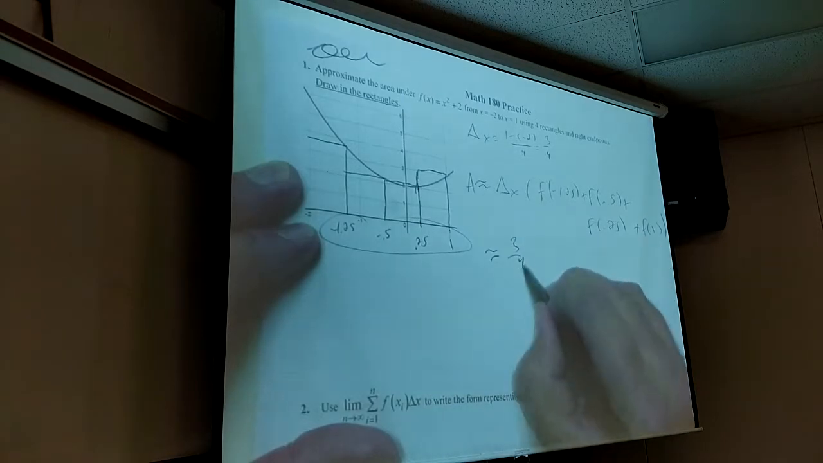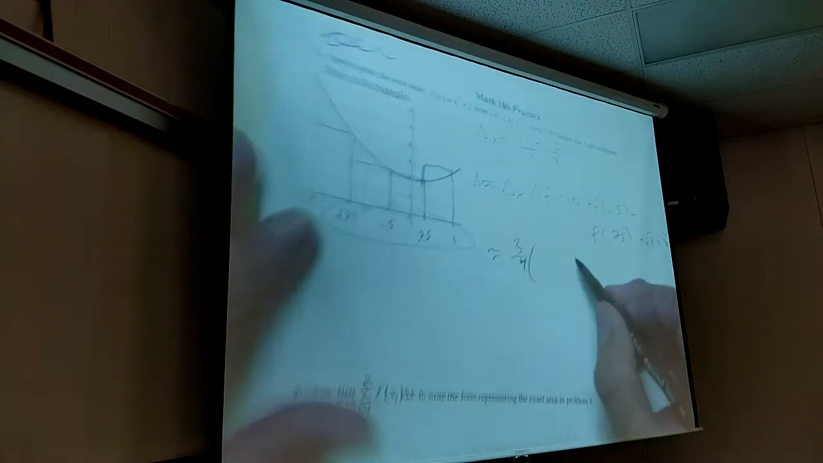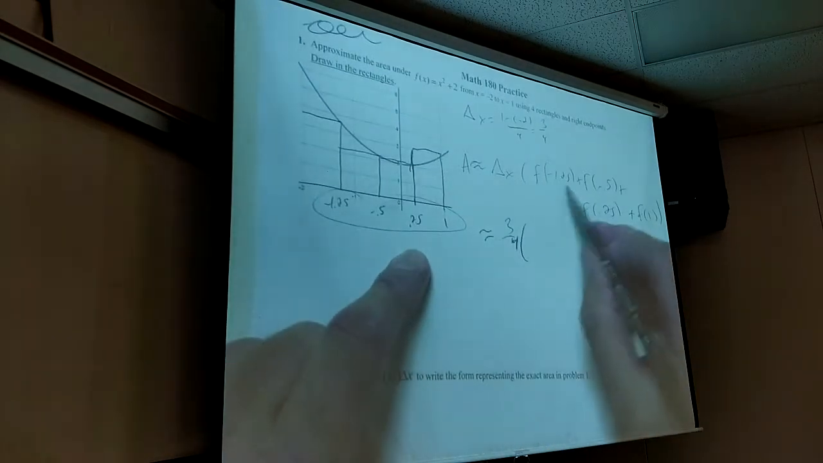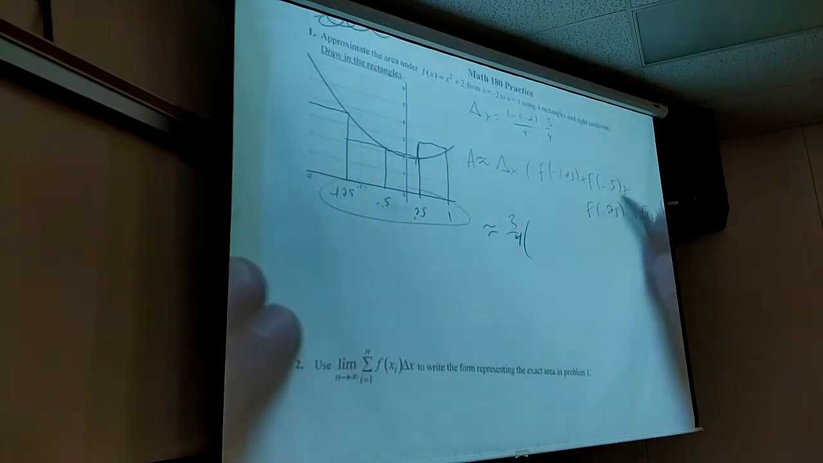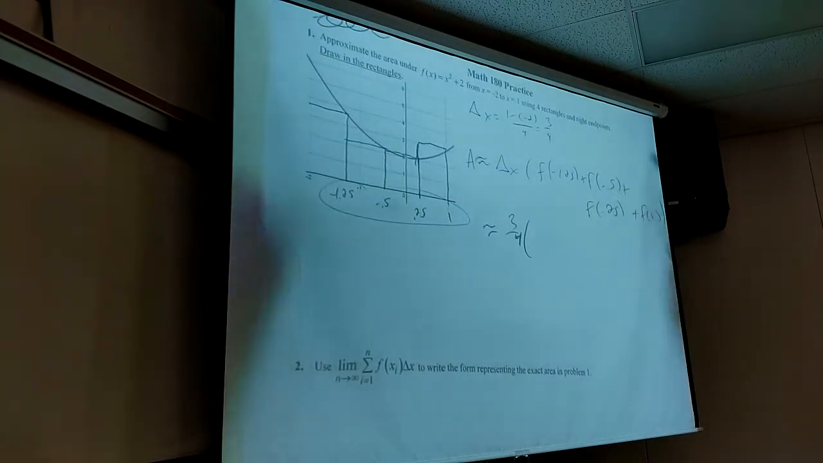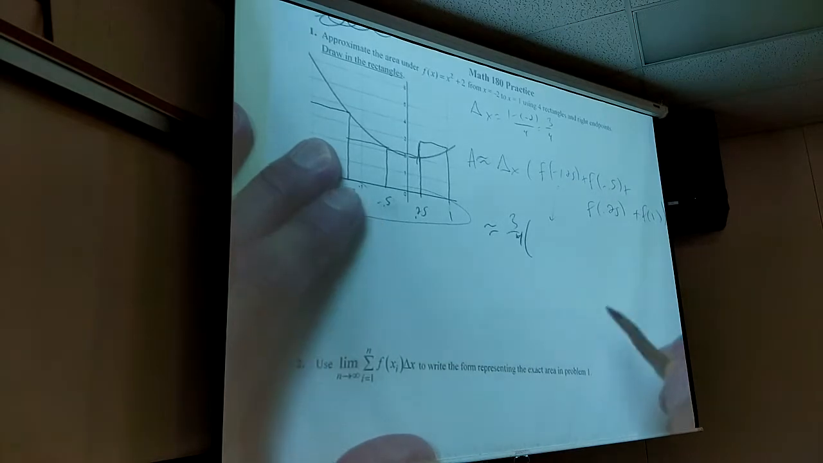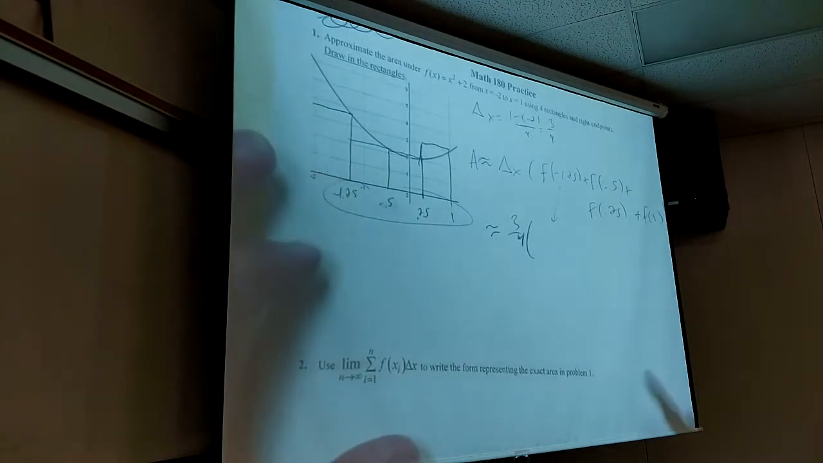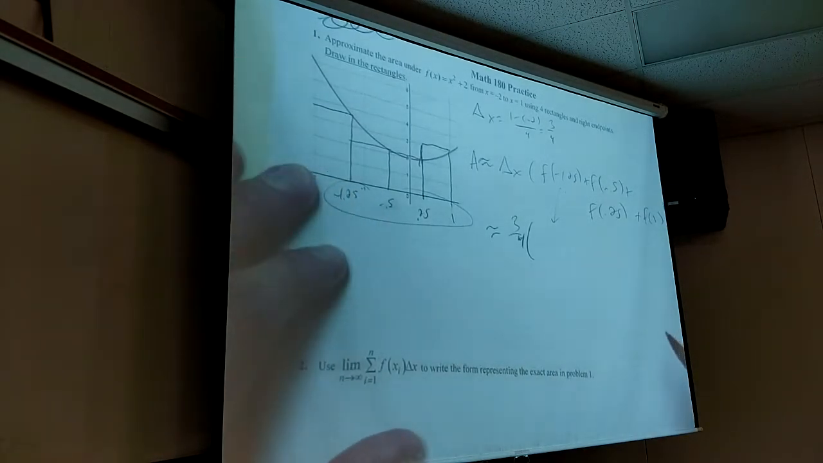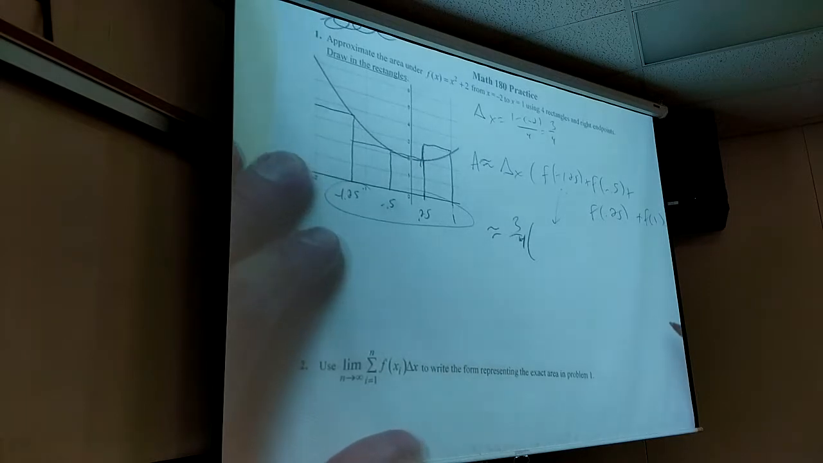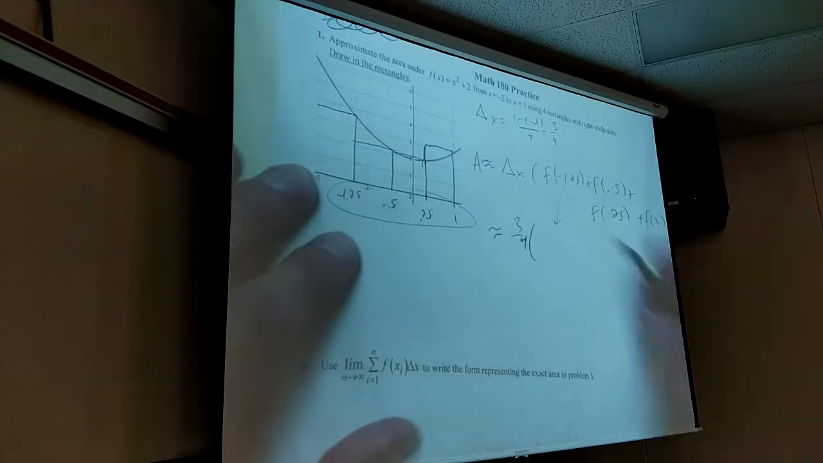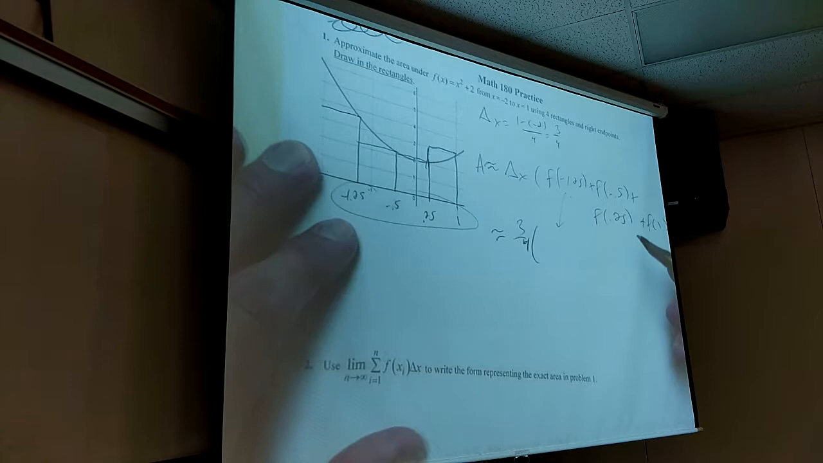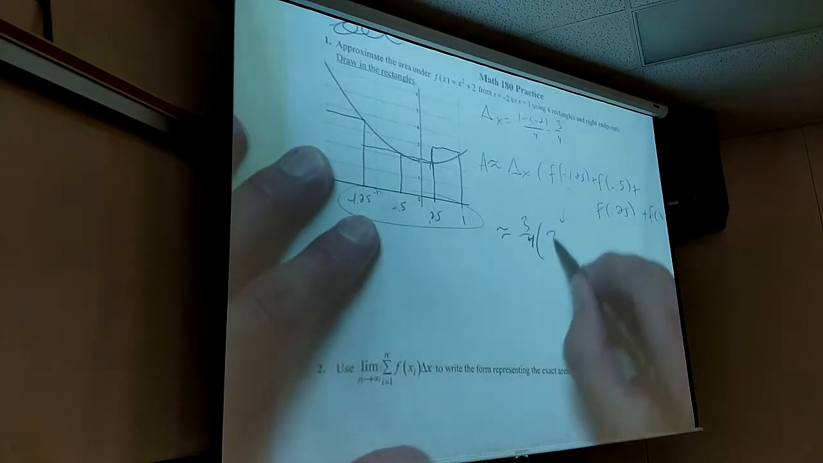So it's 3/4 times, and then whatever all these are. Negative 1.25 squared plus 2. What do you guys get for that? 5/4, 25/16. 25/16 is... Anybody got that at all? 3.5625.